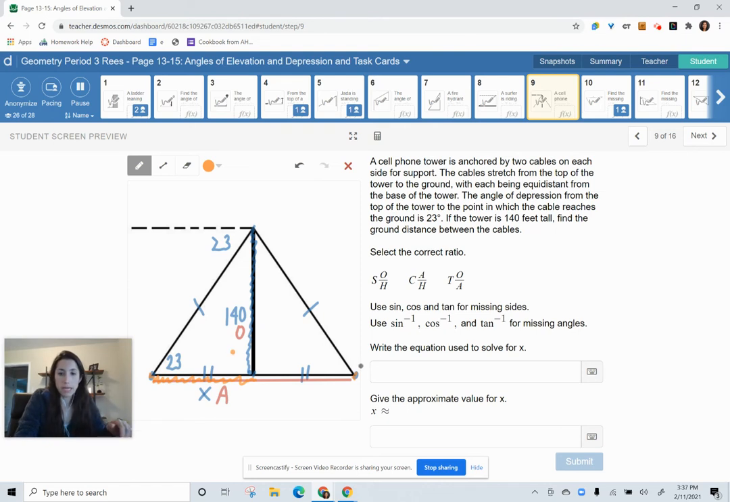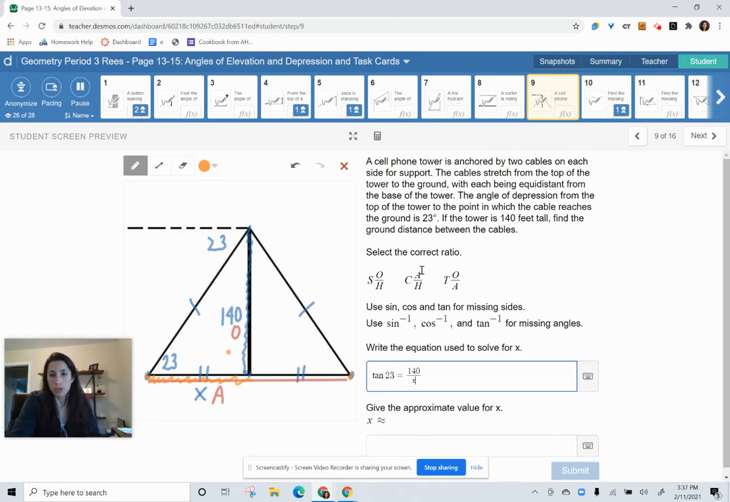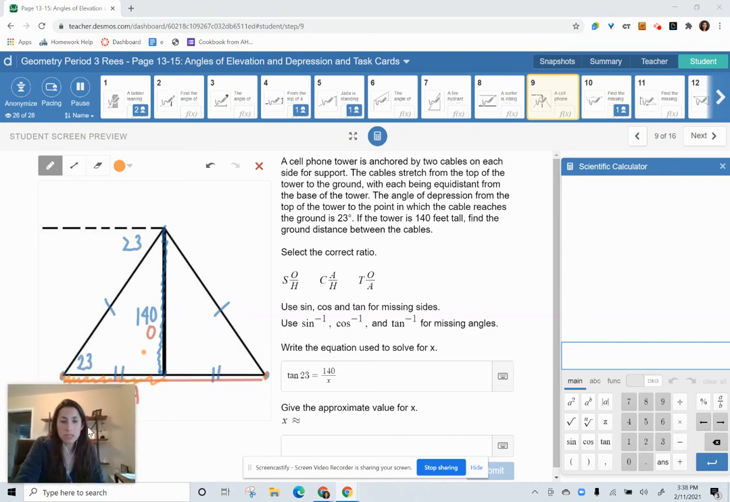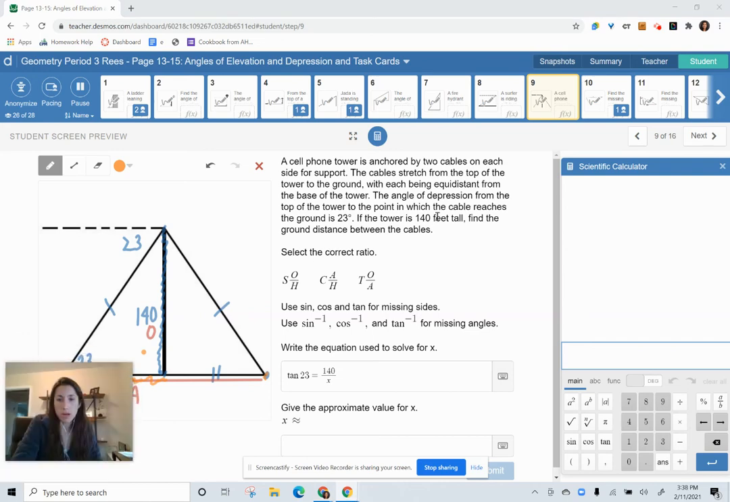So this one's going to be tan 23 with opposite over adjacent. So remember, when you plug this into your calculator, you're going to be dividing. So 140 divided by tangent of 23, and then whatever that solution is, you are going to double it because we're actually looking for the distance between the cables. So I should have said, give the approximate value of the distance between the cables, not necessarily our variable x.